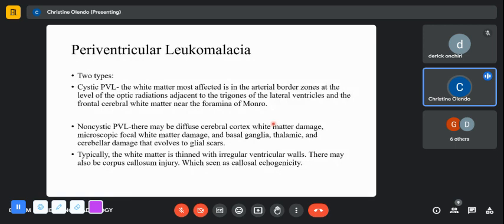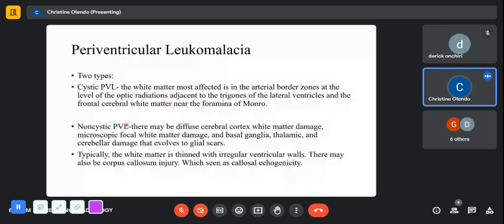So we have two types which you've already seen, cystic and non-cystic. In the cystic type, you have the formation of cysts, mostly at the arterial border zones at the level of the optic radiation next to the trigone, and also the frontal cerebral white matter near the foramen of Monro. In the non-cystic type, there is diffuse cerebral white matter damage, and you will have microscopic focal white matter changes around the basal ganglia, the thalami, and cerebral damage.